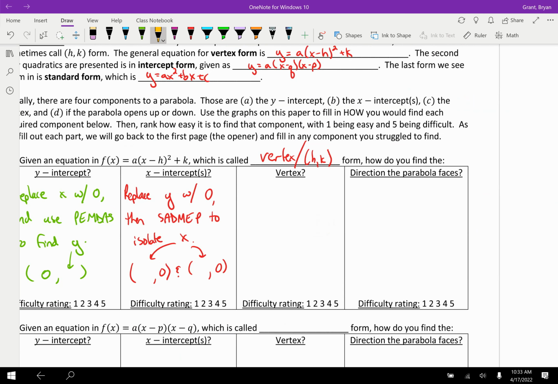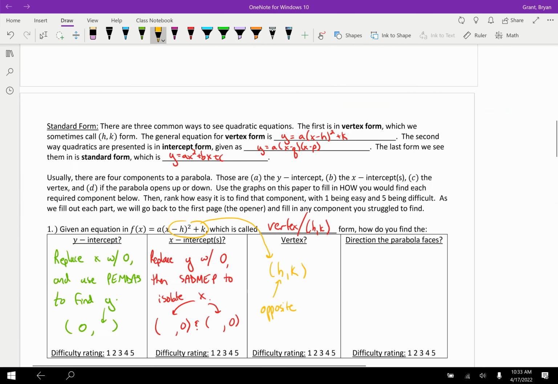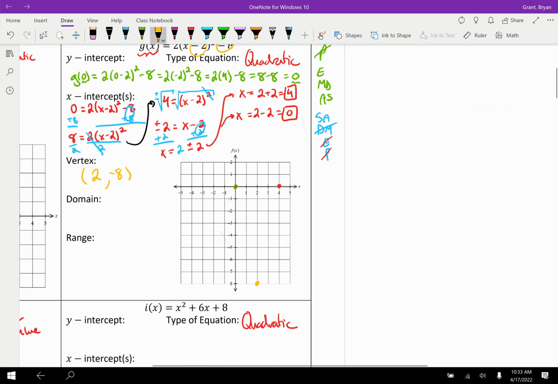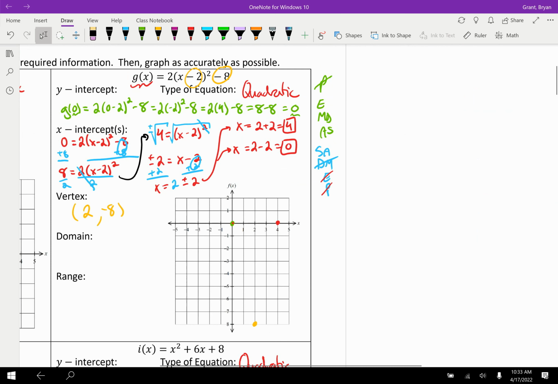So how did we find the vertex? Well, the vertex here was just h, comma, k. And I'm just going to make you a reminder, this is the opposite, right? And so we just got that from there. Easy.